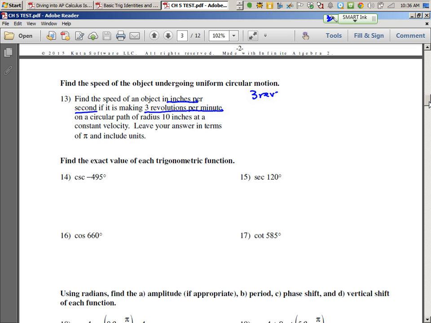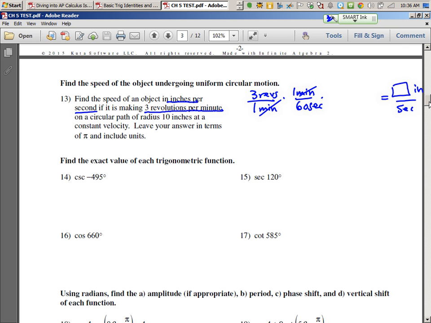So let's just write 3 revs, 1 minute. And ultimately, we're trying to get a certain number of inches per second. That's our goal. So we can just use dimensional analysis to solve this whole problem. So the first thing is multiplying by a statement that would remove minutes. How about 1 minute is 60 seconds? That gets rid of minutes and introduces seconds. So I've accomplished my time unit.